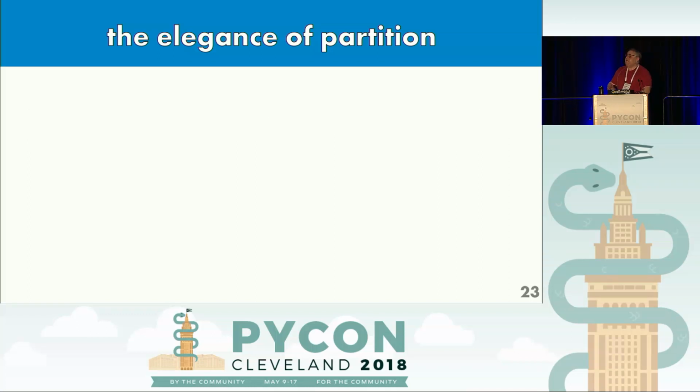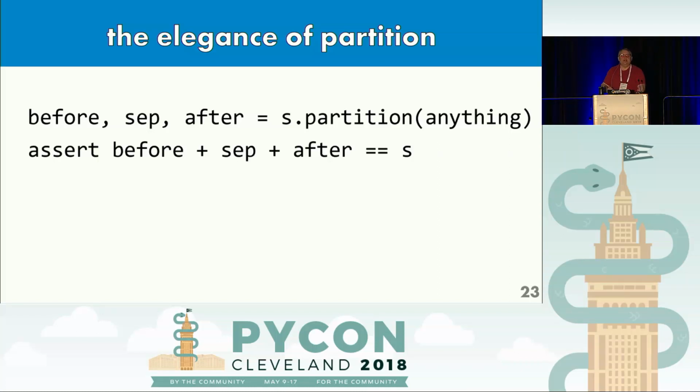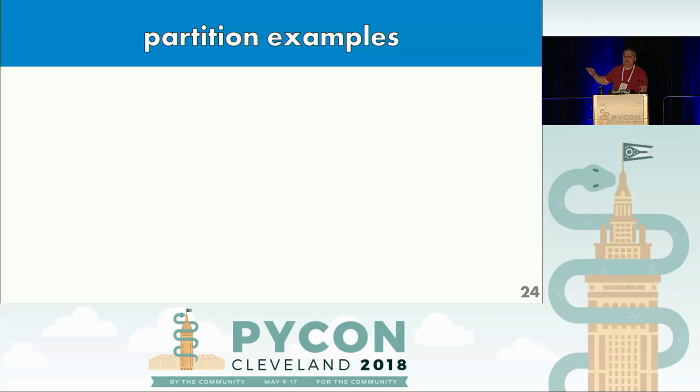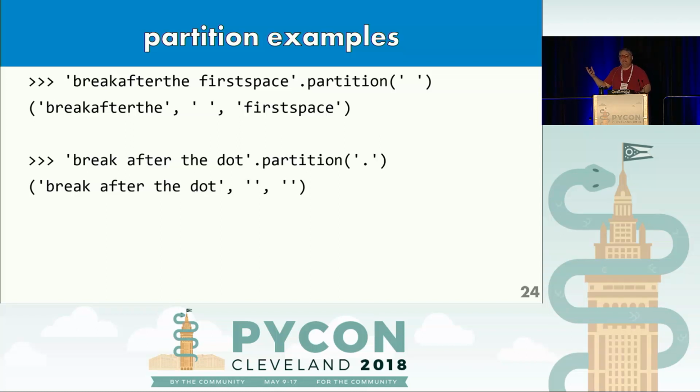Oh, I want to say, by the way, I think this is a really elegant API. It's really nice and predictable in a lot of ways. For one example of that, it doesn't matter what the original string is, it doesn't matter what the partition string is, whatever you use, you get before, separator, and after. If you add them back together, you always get the original string back. It's nice and predictable. So here are a couple of examples of partition in use. If we have a space in the thing and we partition on space, then we get three strings: before the space, the space, and after. If we partition on a dot that doesn't appear in the original, we get the original string and then two empty strings.